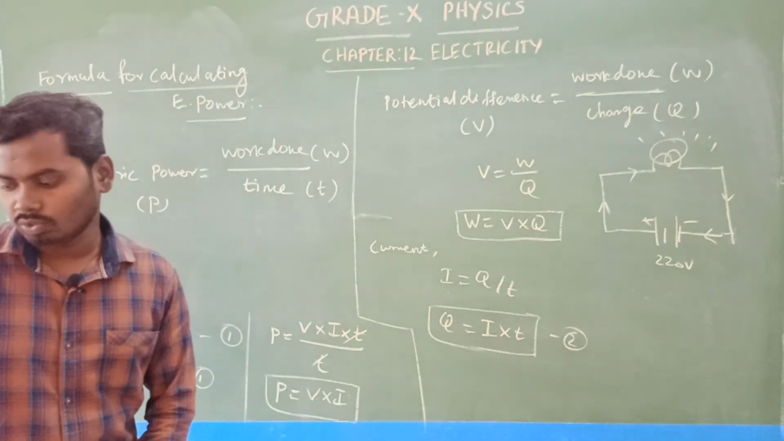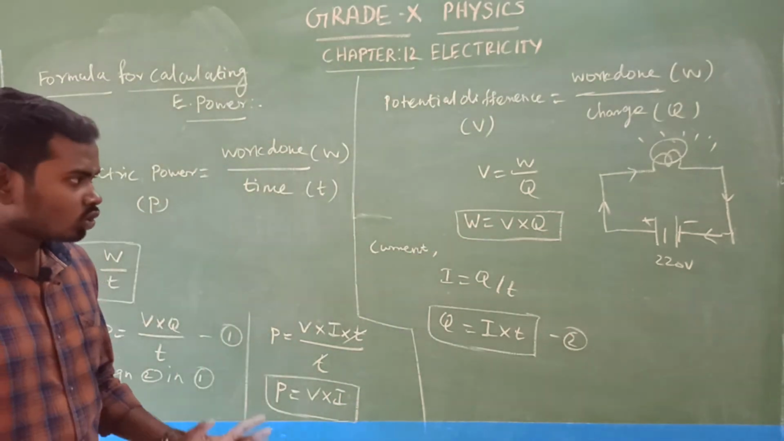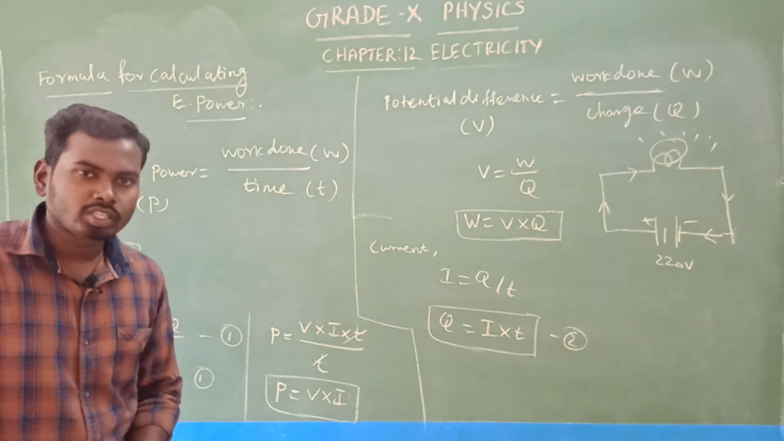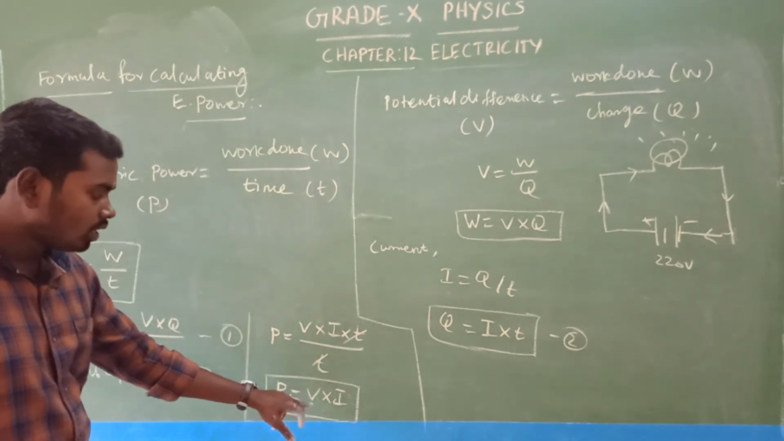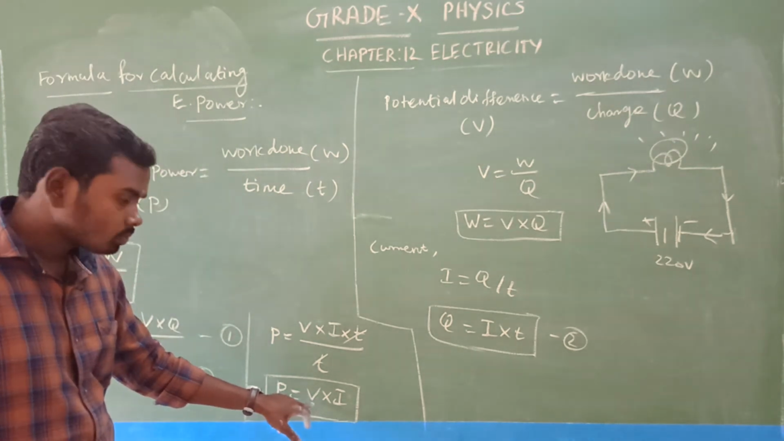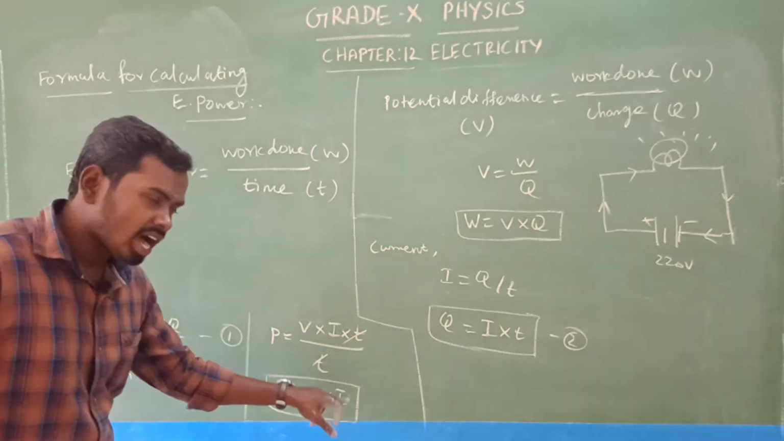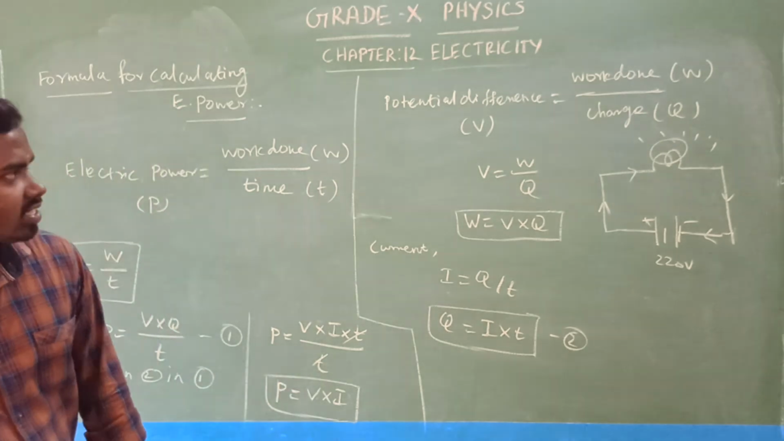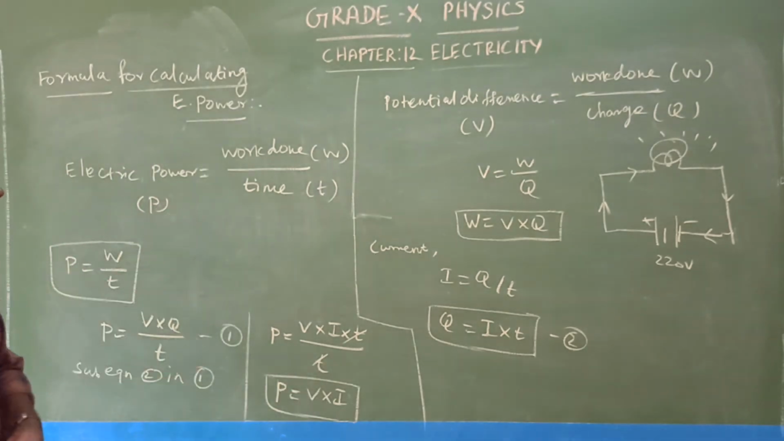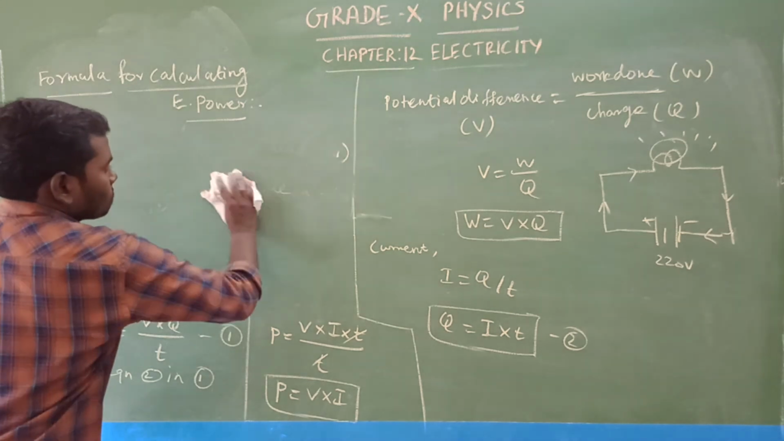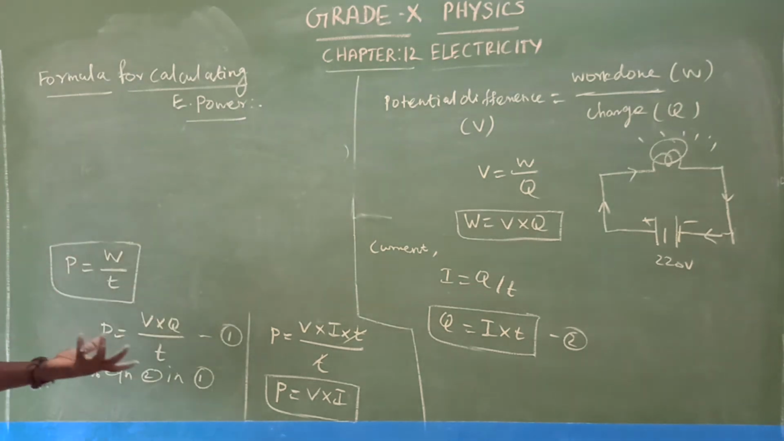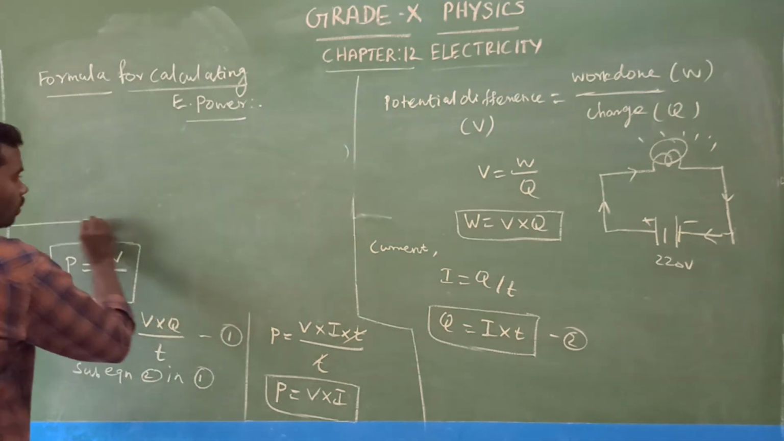That's all, students. Very easy one. Okay, so what is the conclusion here? Electric power is equal to the product of voltage and current. Okay, I'll write there, because I don't have space. So what to do? Look here.